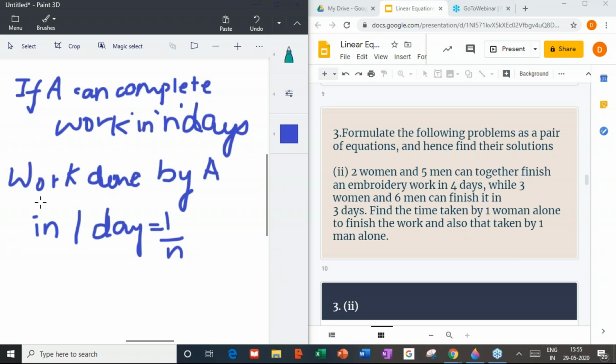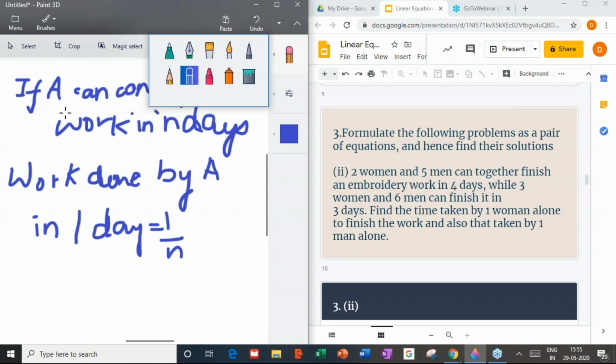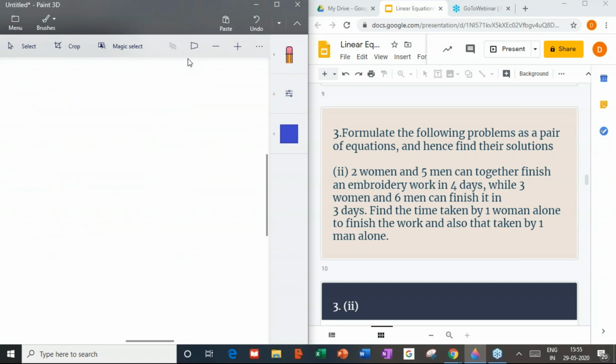Okay, so you got this statement. Everybody has written this down. Please, this is the crux of work and time questions. This is the only logic you use, and the vice versa is also true. If they have given you that work done by somebody in 1 day is 1 by n, hence they will complete the work in n days. That's all. Okay, so now we'll go ahead and solve this question.